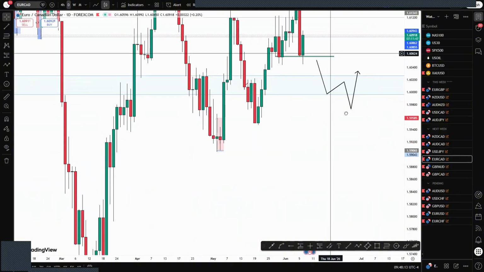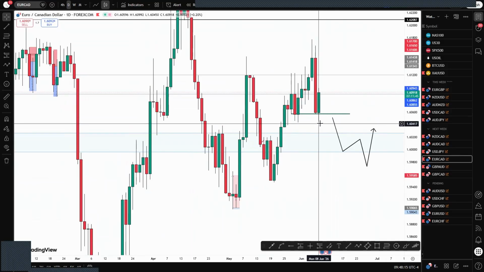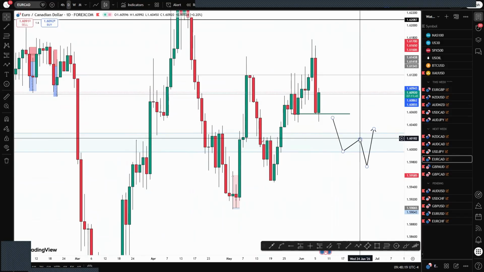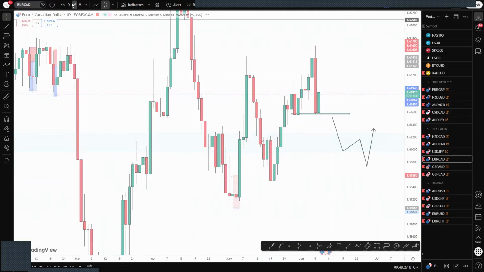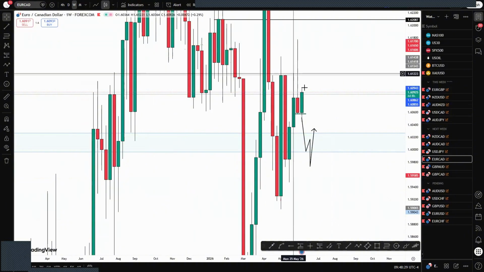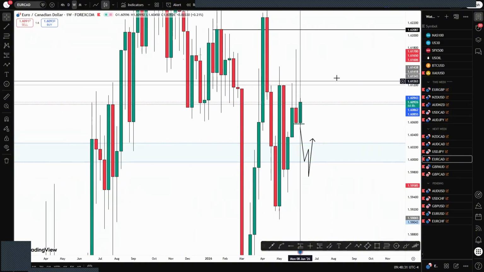Euro card really struggled at that point. But like I told you, I can only buy when price is at this level, because the weekly time frame hasn't yet broken above this. I'm not yet above this level, so I can start buying at this point. So nothing will be done.